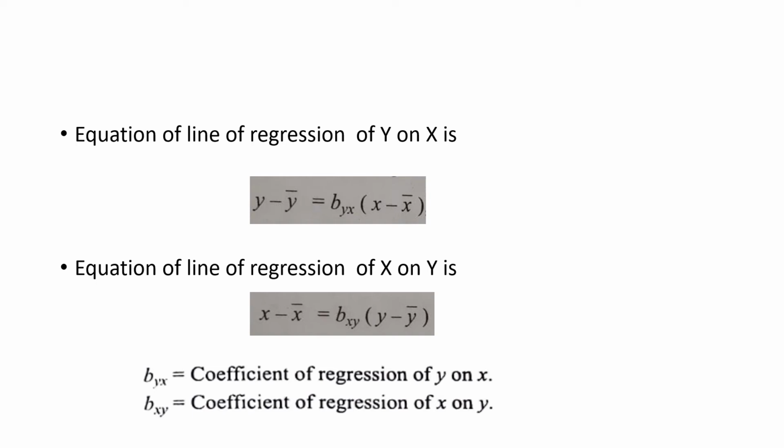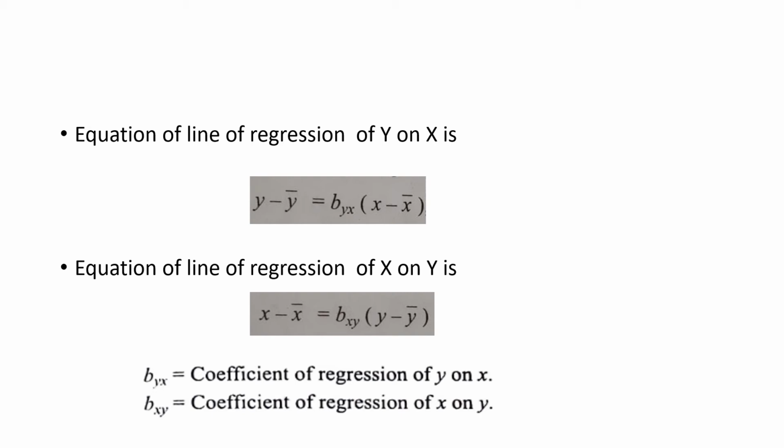Based on the type of variable we are going to determine, we have two different equations. If we want to determine y with the help of x values, we will be using the equation of line of regression of y on x, which is y minus y bar is equal to byx into x minus x bar. If we want to determine x with the help of y values, we have to use the equation x minus x bar is equal to bxy into y minus y bar.